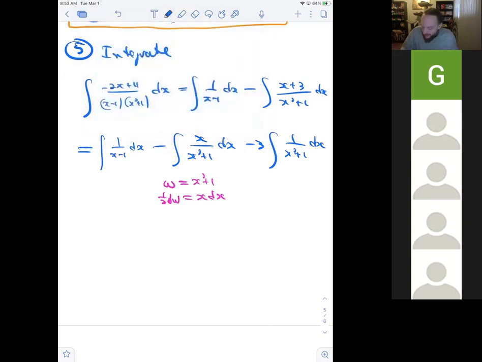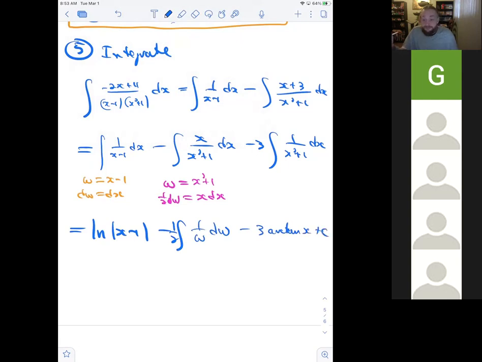You don't have to do them all in one step. So this is equal to, the first one is the natural log of the absolute value of x minus 1. Again, technically I'm using the substitution, a baby linear substitution, which is w is x minus 1, so dw is dx, and then you just get the integral of 1 over w. But that, so minus the integral of, what do I get? 1/2 1 over w dw, and then minus 3 arctan x plus c.